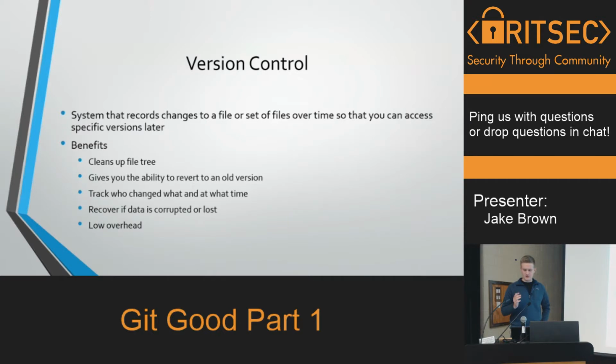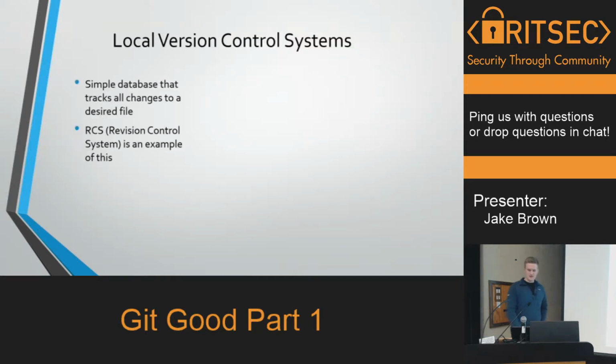So okay, Jake, I'm sold on version control, right? We're past CS1. What are the different kinds of version control? Well, I'm glad you asked. The first and most basic version control is called local version control. Local version control systems work by having a local database that tracks all the changes related to desired files. If you've ever heard of RCS, revision control system, that's an example of this. This is an old Unix version control utility.